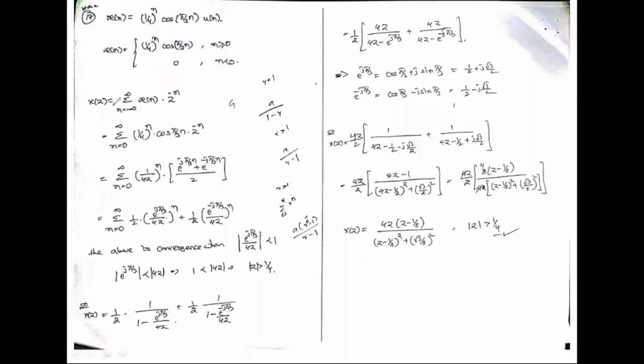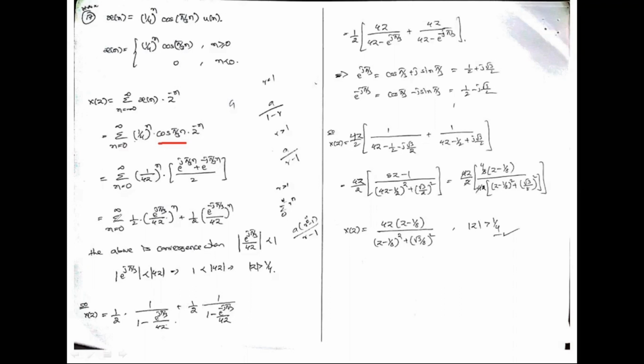Got it? Substituting the definition of the transformation, X of z is the sum from minus infinity to infinity of x of n z power minus n. That is equal to the sum of n equals 0 to infinity of 1 by 4 whole power n cos pi by 3 n z power minus n. So change this cos function into exponential functions, that is e power jx plus e power minus jx by 2. What is the x here? Pi by 3 n. So e power j pi by 3 n plus e power minus j pi by 3 n by 2. And 1 by 4 whole power n, z power minus n, we can write as 1 by 4z whole power n.